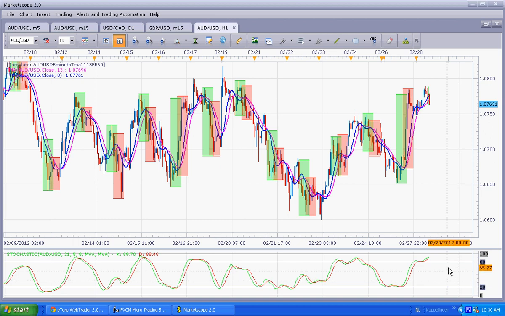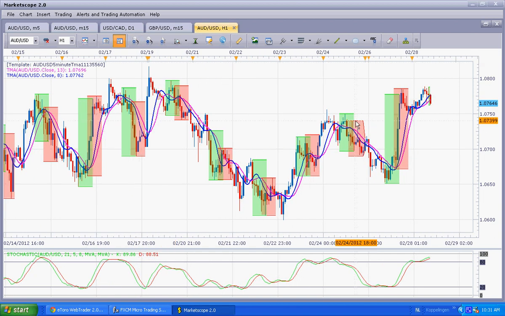This morning, today is February 28th, and we just have the first hour of trade in the London Open. As you can see, the first hour candle tried to go up but couldn't break above, and the sellers came back into the market.